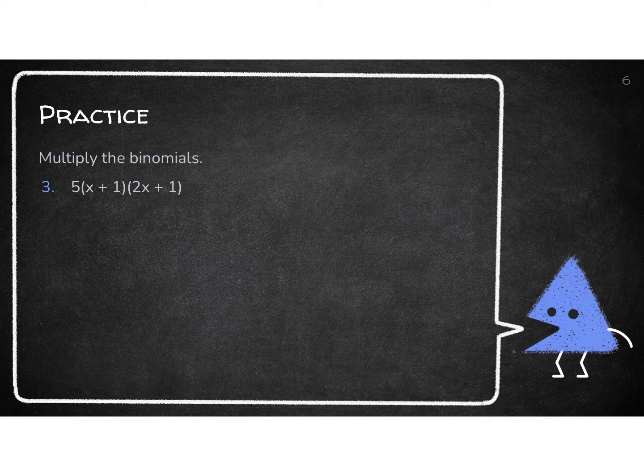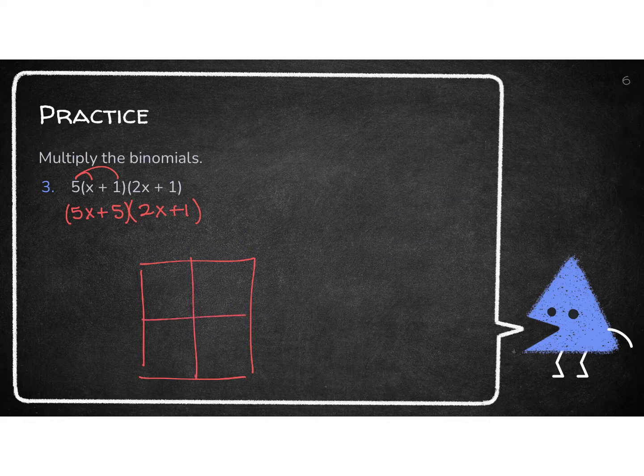All right, now I have a number outside the first parenthesis. I need to distribute that first. So this parenthesis is actually going to be 5x plus 5 times 2x plus 1. So now I'm going to create my box. It's a 2 by 2, so I'm going to create that 2 by 2. I have 5x plus 5 and 2x plus 1.